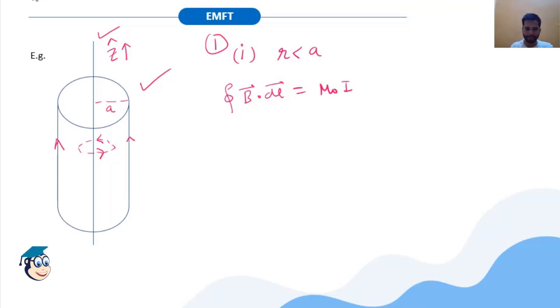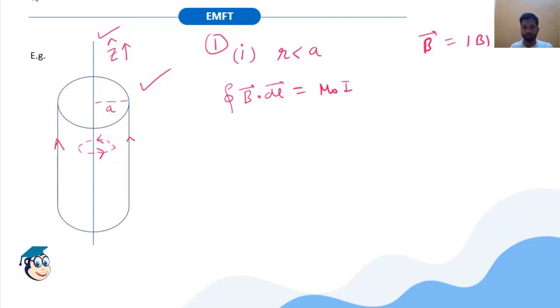Let's say the magnetic field vector B can be written as the magnitude of B times its direction. Its direction in this case is along phi cap, as the current is along the z direction. You can use the right hand thumb rule again. If the current is along the z direction, then the magnetic field would be along phi cap. This is the phi cap direction, which our fingers show in this case.